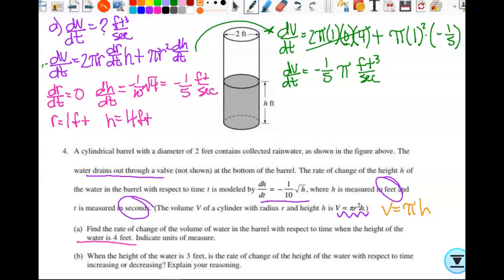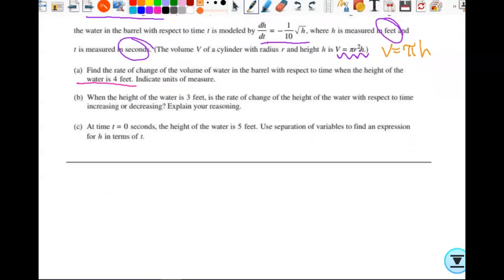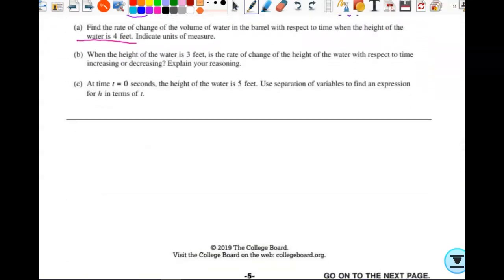B says, when the height of the water is 3 feet, is the rate of change of the height of water with respect to time increasing or decreasing, and explain your reasoning. All right, so let's think about what they're asking us, what we know how to find, what we can do. So the rate of change is the derivative, right? We want to know if it's increasing or decreasing. What do you look at to see if the derivative is increasing or decreasing?